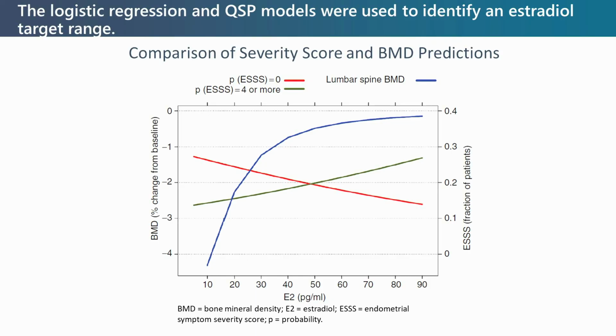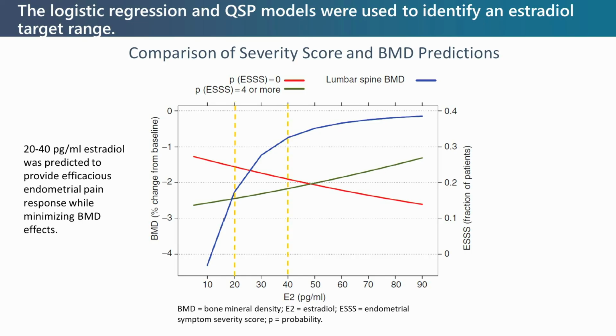We see how efficacy decreases with increasing estradiol levels. The probability of the least severe ESSS score of 0 decreases, while the probability of the worst scores of 4 or more increases. On the other hand, we see how bone mineral density increases with increasing estradiol concentrations. This plot allows the selection of an estradiol target range that is deemed to have an acceptable benefit-risk profile.